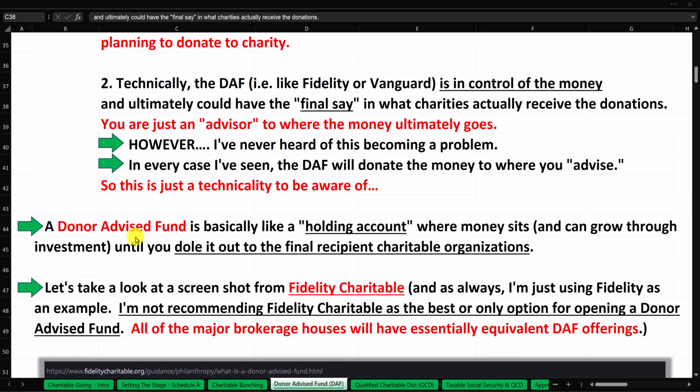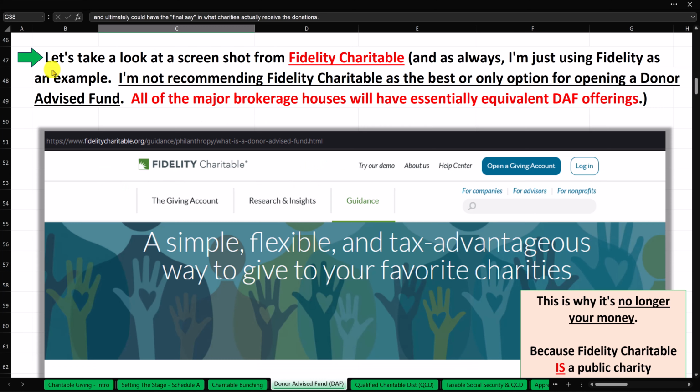All right, so a donor advised fund is basically like a holding account, although remember, the money is no longer yours once it goes into the holding account, where money sits and can grow through investment tax-free until you dole it out to the final recipient charitable organizations. Now let's take a look at a screenshot from Fidelity Charitable, and as always, I'm just using Fidelity as an example here. I'm not recommending Fidelity Charitable as the best or only option for opening a donor advised fund. All of the major brokerage houses will have essentially equivalent donor advised fund offerings, is what we're about to go over.